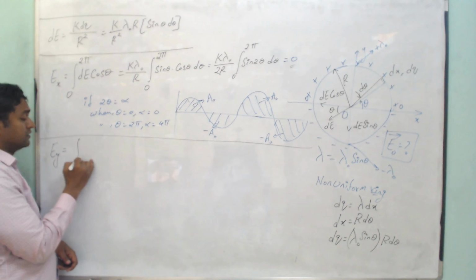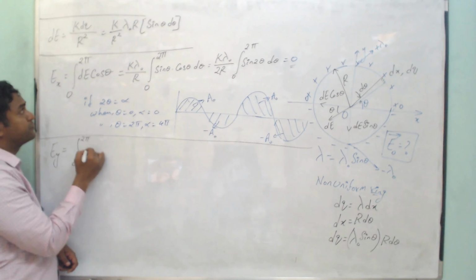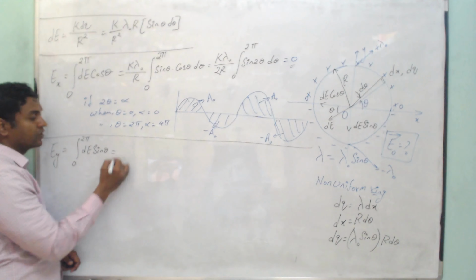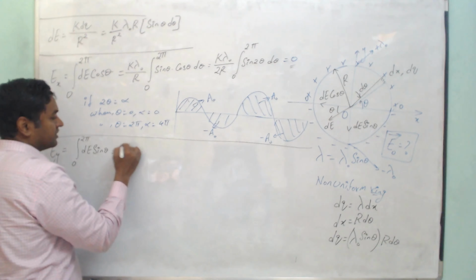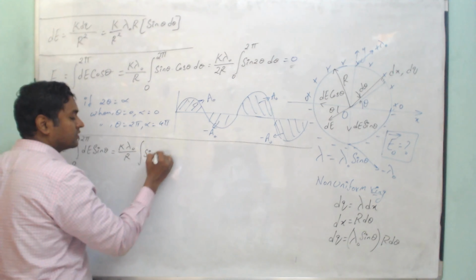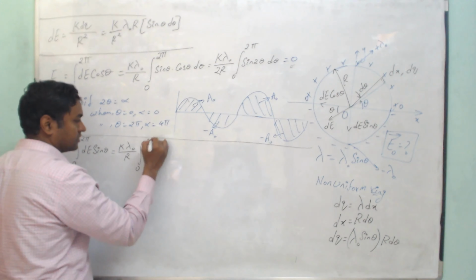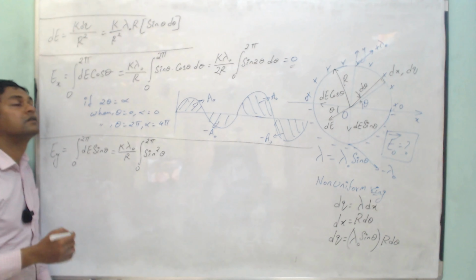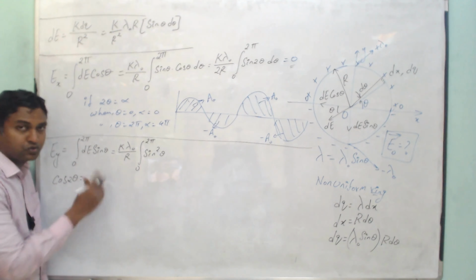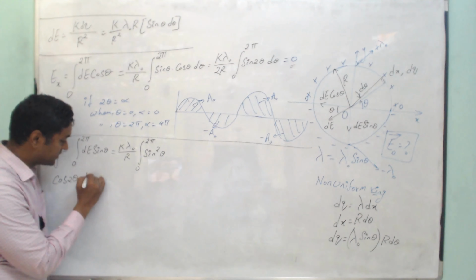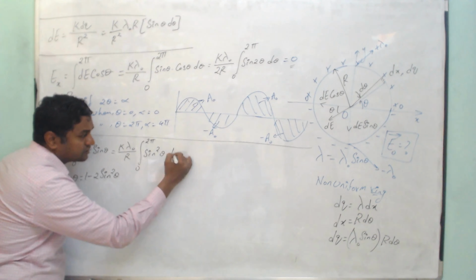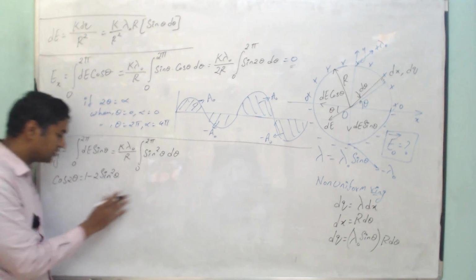Everything is the same. I'll have 0 to 2 pi integral of dE sine theta. So I will get k lambda naught by r integral of sine square theta from 0 to 2 pi. You probably know this: cos 2 theta is equal to cos square theta minus sine square theta, which I can write as 1 minus 2 sine square theta. Remember, there is d theta. Whenever you have sine square theta, you usually use this.